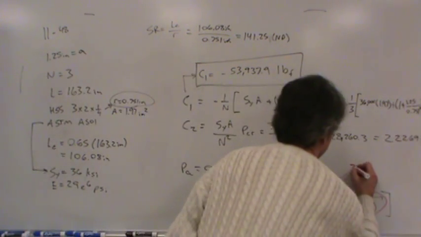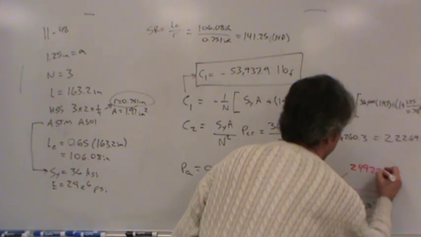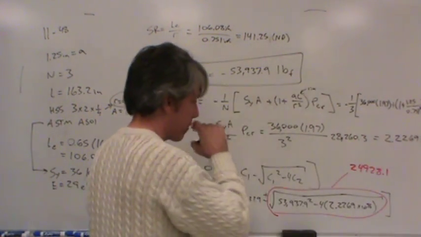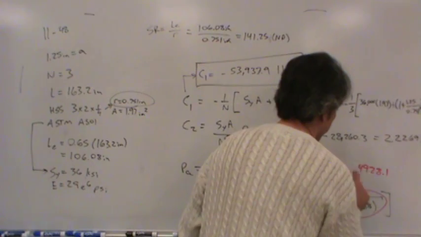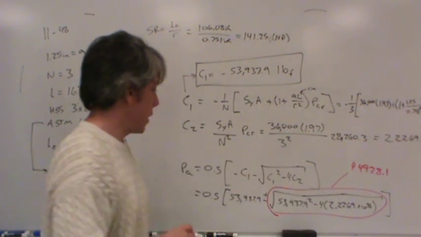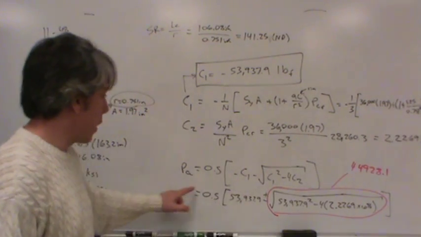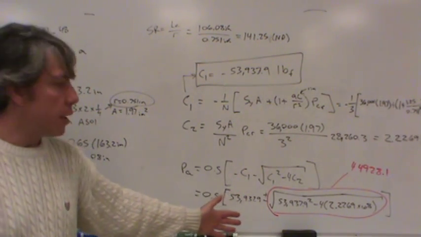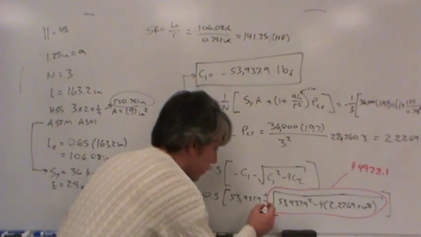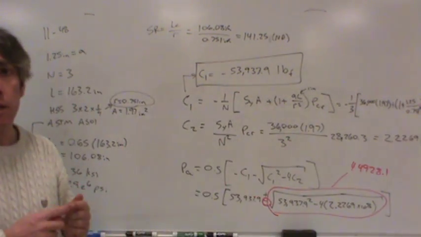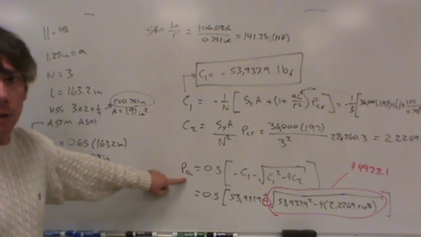44,928.1. 44, thanks. Okay, now that, if we take negative, we'll get the smaller load. That's what we want, right? So we have to choose the negative sign. Does everybody see why? We want to get the smallest allowable load.